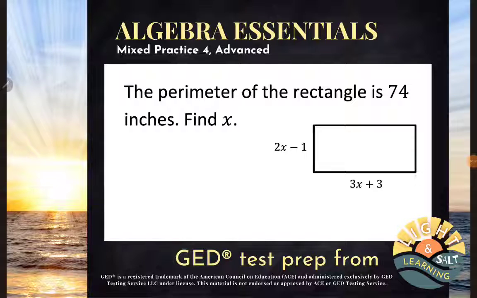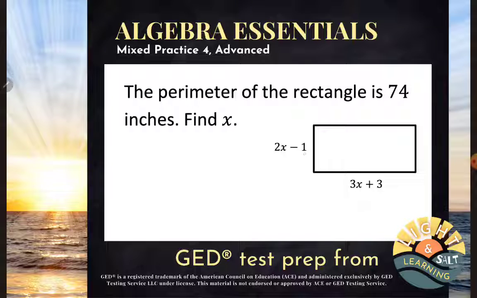Let's do what Kate loves to do to you guys, which is mixing a couple of GED skills to really test your reasoning. So directions say the perimeter of the rectangle is 74 inches. And then we are going to find not the length this time, not the width this time, but find x. What the heck? Take a look.